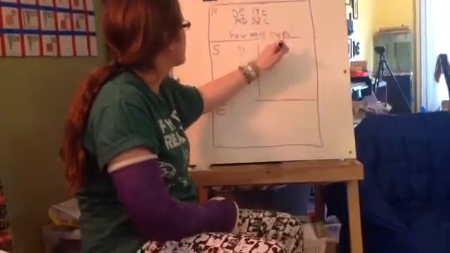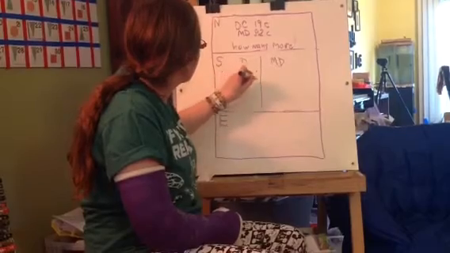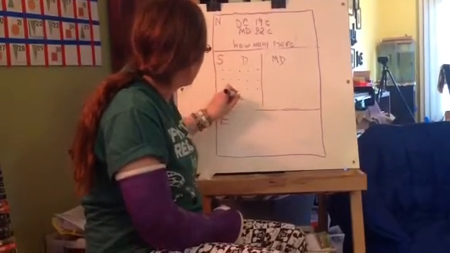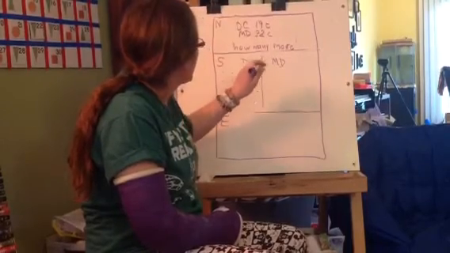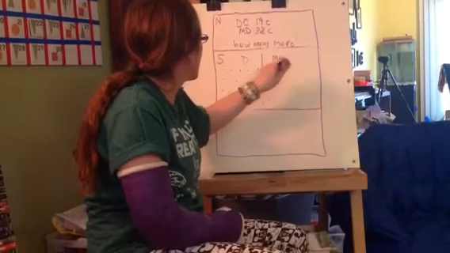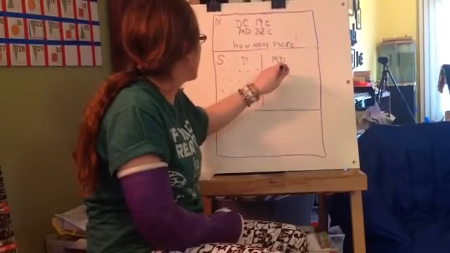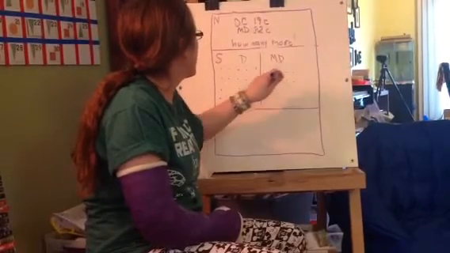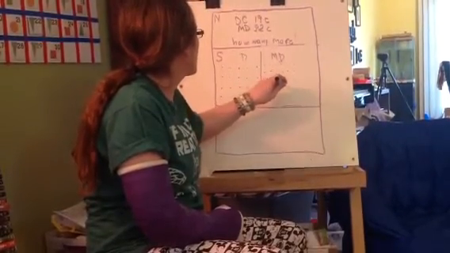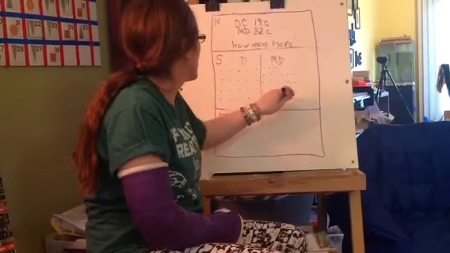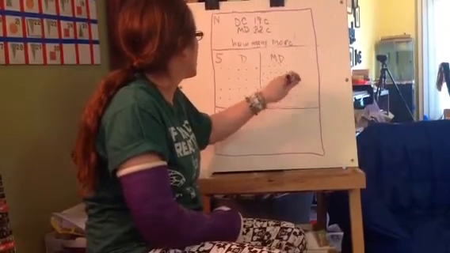Dylan had 19. 1, 2, 3, 4, 5, 6, 7, 8, 9, 10, 11, 12, 13, 14, 15, 16, 17, 18, 19. Miss Drass had 32. 1, 2, 3, 4, 5, 6, 7, 8, 9, 10, 11, 12, 13, 14, 15, 16, 17, 18, 19, 20, 21, 22, 23, 24, 25, 26, 27, 28, 29, 30, 31, 32.